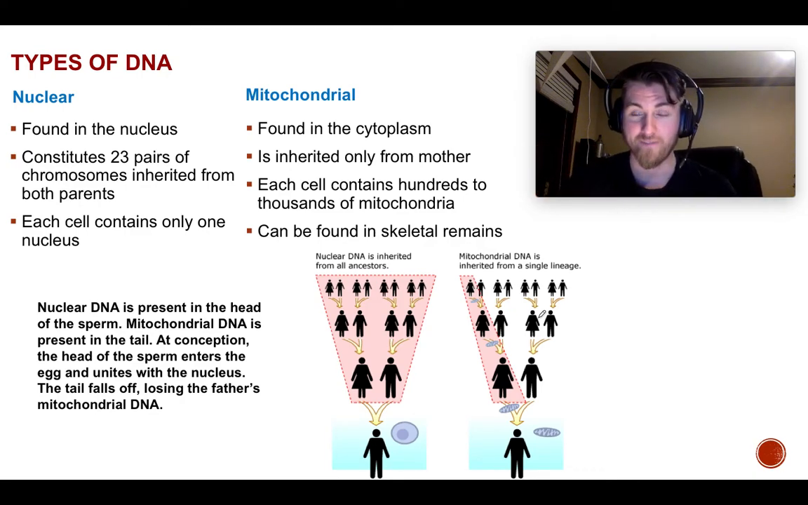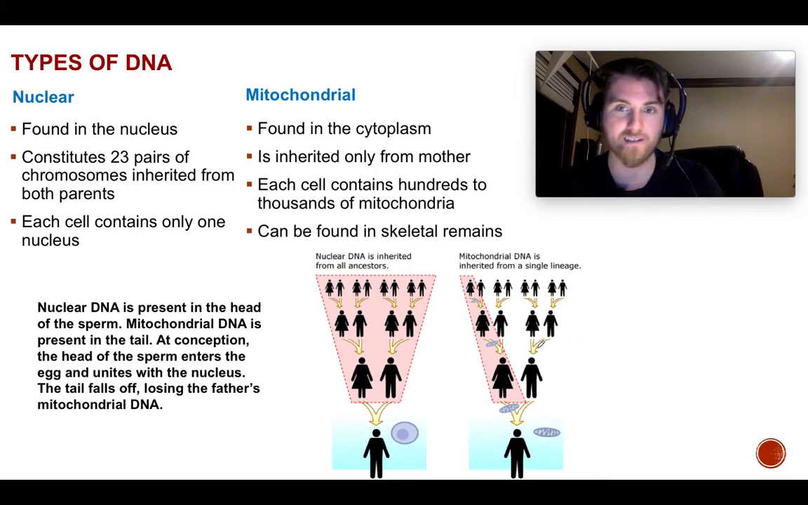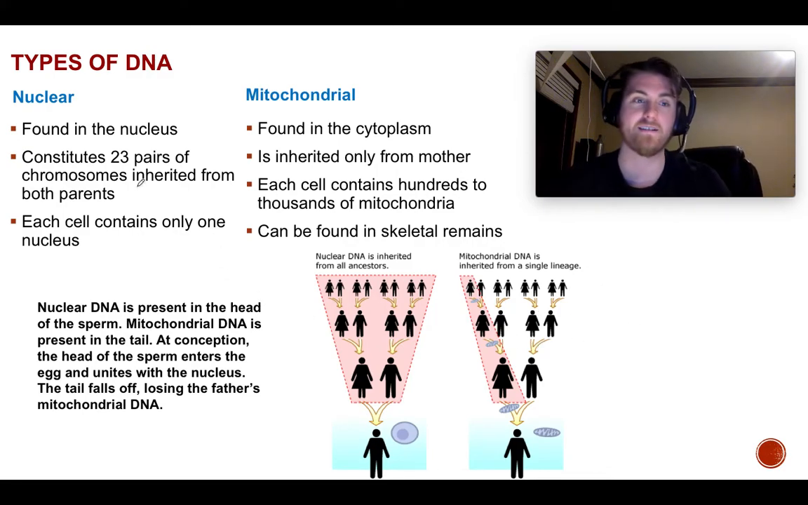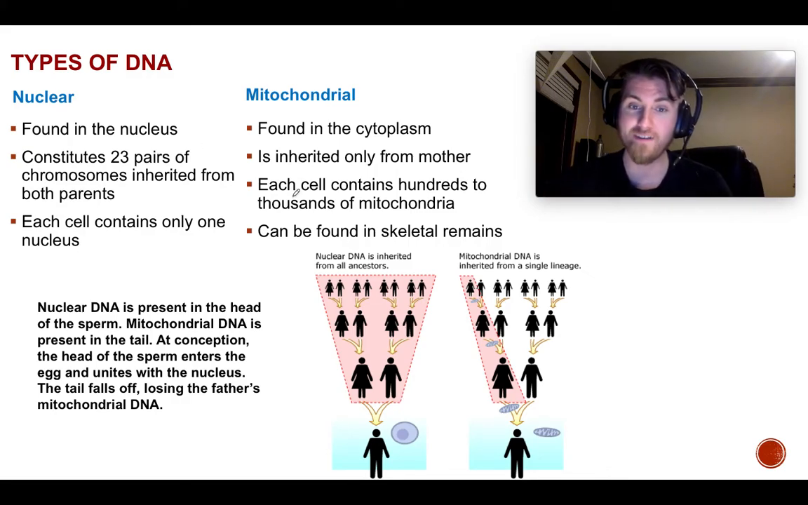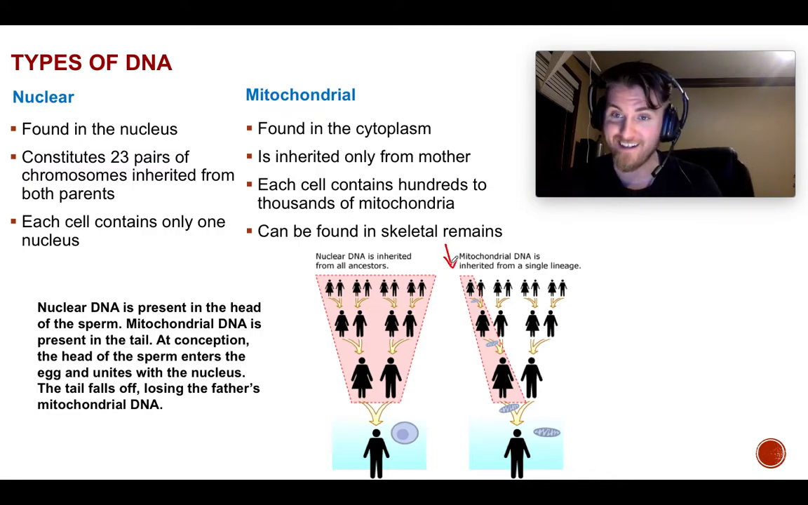So what they do is that first off, you need to know that there's two different types of DNA. There is nuclear and there is mitochondrial DNA. Nuclear DNA is found in the nucleus, and it's in every single nucleus. It comes from both parents. Nuclear DNA is the end-all be-all. Mitochondrial DNA actually is really, really interesting, though, because it's only inherited through the mothers. It is a single lineage throughout the entire thing.